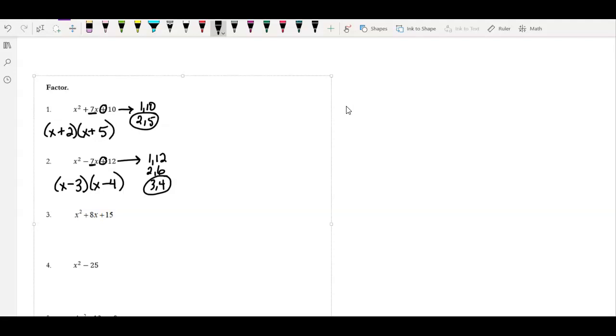Okay, let's do this one. Factors of 15. So 1 and 15, 3 and 5.